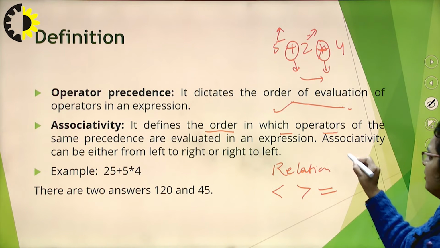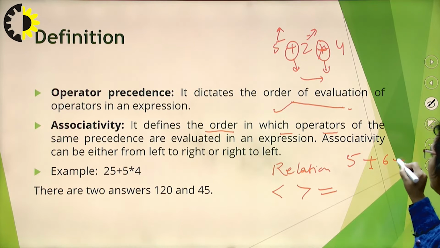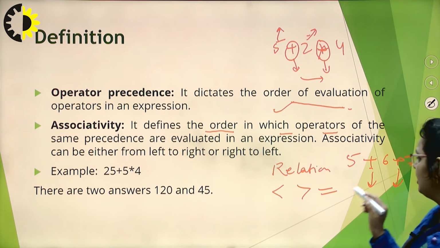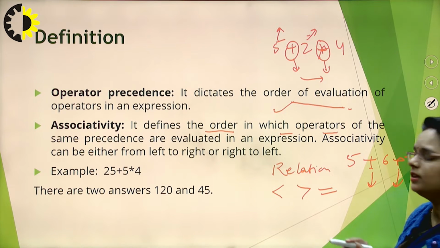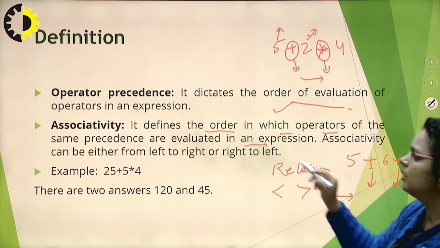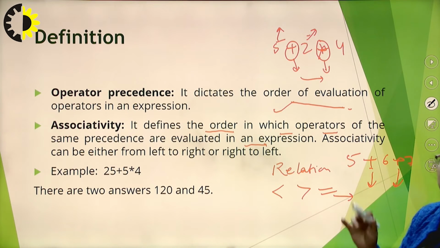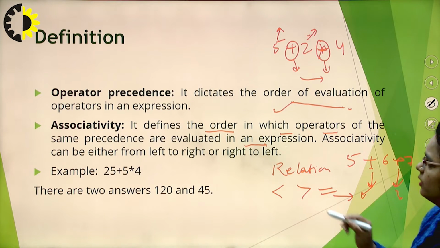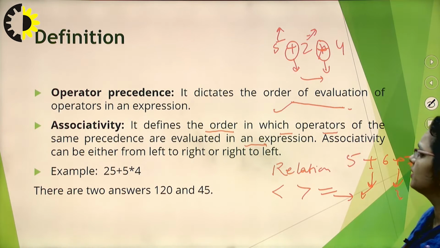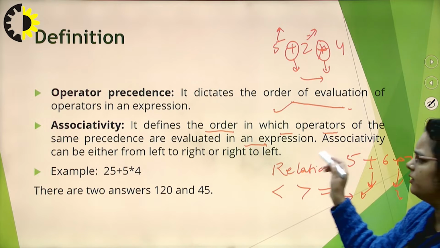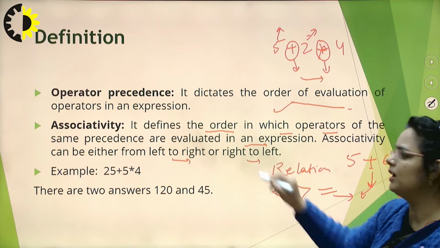And whenever we talk about associativity, it tells us what to do if we have an expression which has the same operator twice or thrice, let us say 5 plus 6 plus 7. Here we have the addition operator twice. So associativity tells us whether we have to evaluate from left to right or right to left, that is, which addition, left or right, will be evaluated first. This is what associativity tells about. It defines the order in which operators of the same precedence are evaluated in an expression, and it can be either from left to right or from right to left.